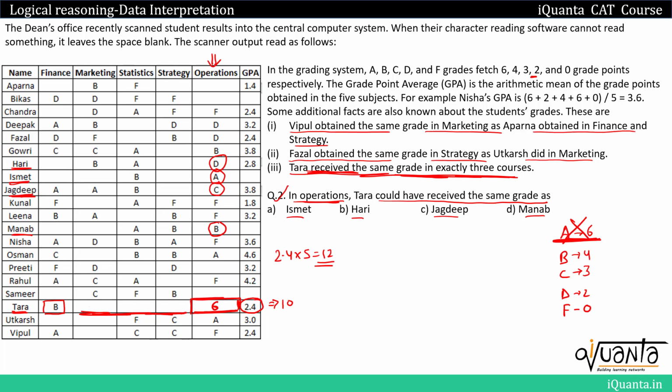So we'll remove A. And A is the grade received by Ismat over here. So that means Tara cannot have same grade in operations as Ismat. Ismat will be removed, option A. Then let us check for grade B over here.